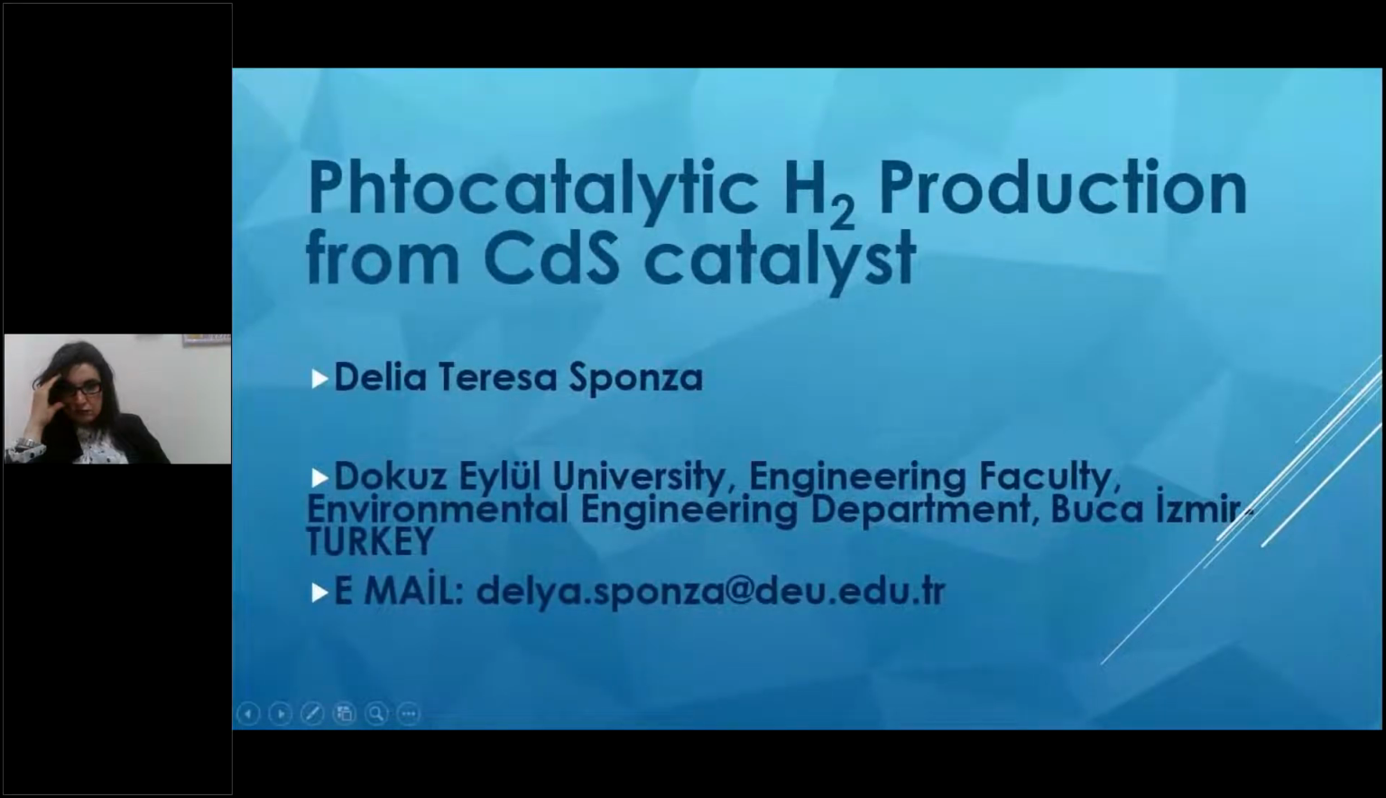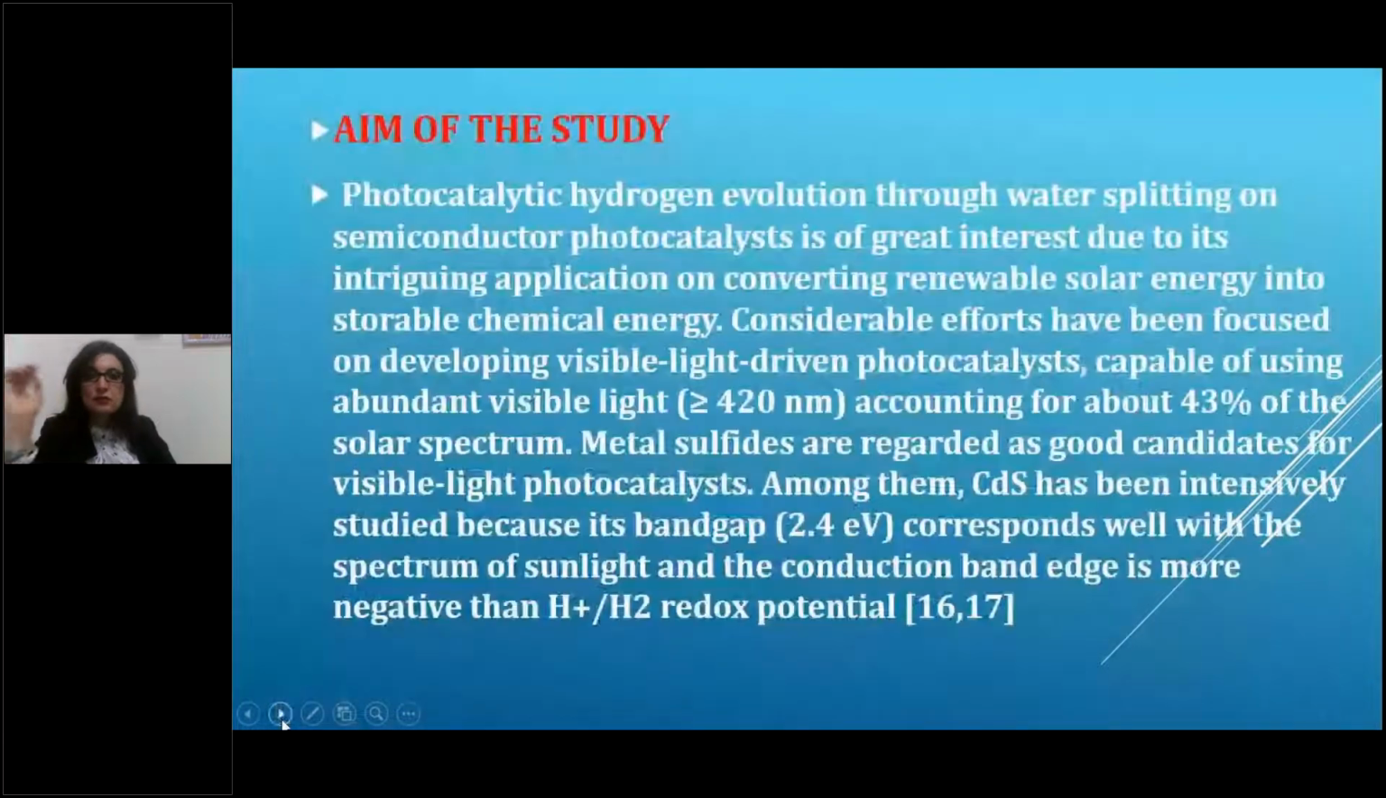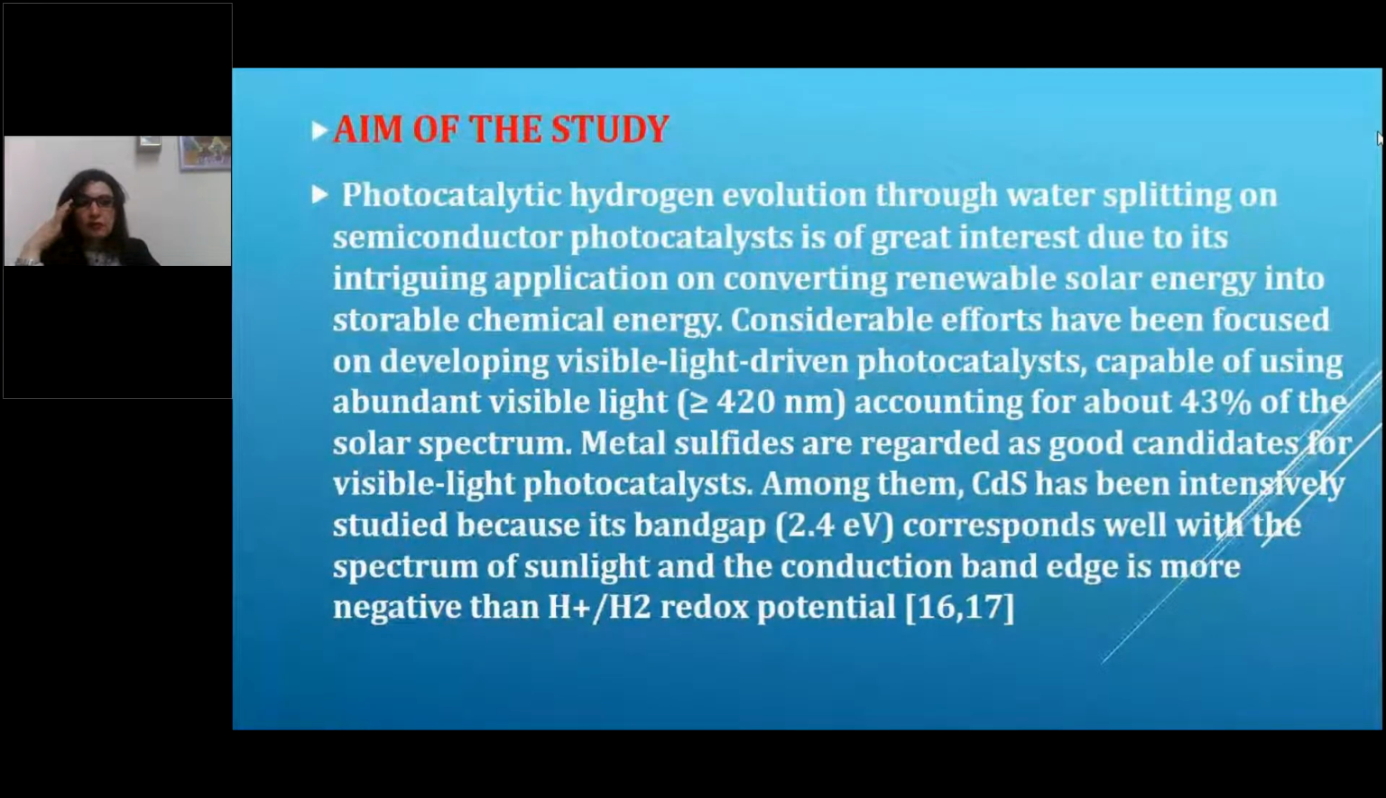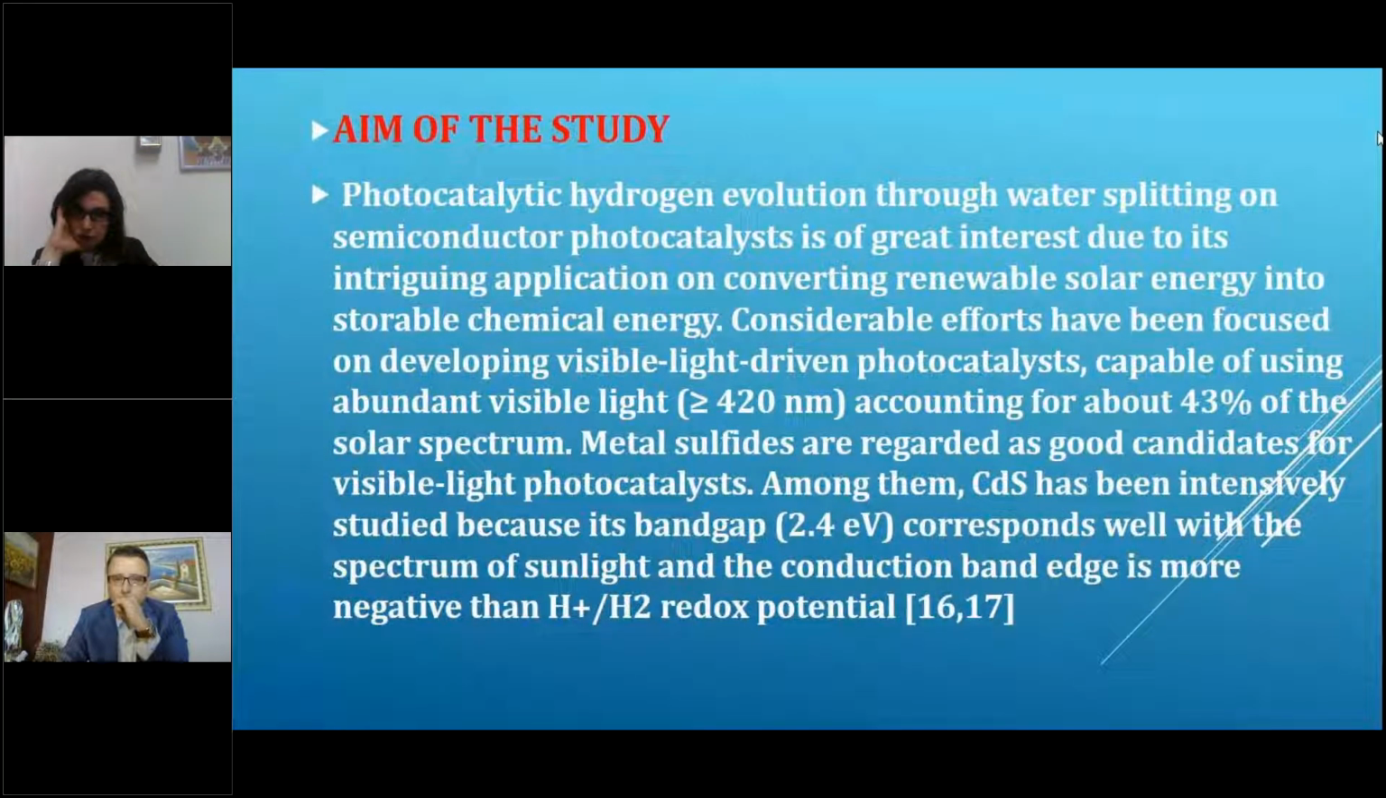The title of my study is Photocatalytic Hydrogen Production from Cadmium Sulfide Catalyst. Photocatalytic hydrogen evolution through water splitting on semiconductor photocatalysts is of great interest due to its intriguing application in converting renewable solar energy into storable chemical energy. Considerable efforts have been focused on developing visible light-driven photocatalysts capable of using abundant visible light, accounting for about 43% of the solar spectrum.